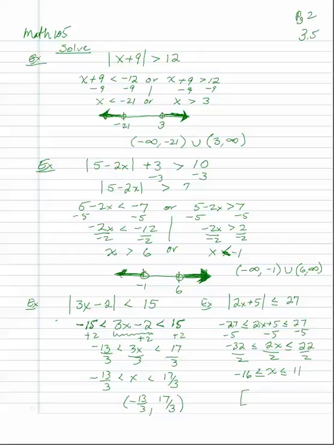And again, I'm going to use brackets now because of the equal to, we're including the endpoints. So it's all the numbers between negative 16 and 11, including the two endpoints. It could be negative 16 and it could be 11, or anything in between.